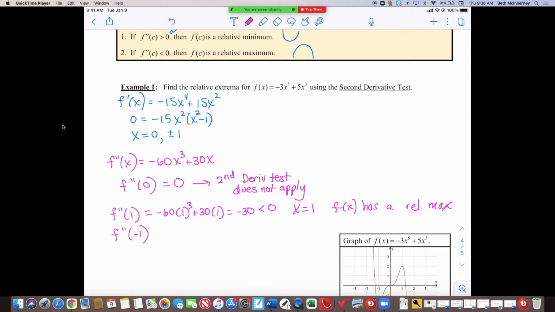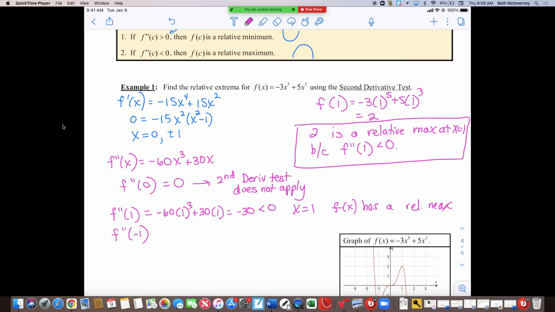So let's go find it. So f of 1, so 2 is a relative max at x equals 1, because f double prime of 1 is less than 0. Well, I probably should say and f prime of 1 is 0. Like those conditions have to be met.